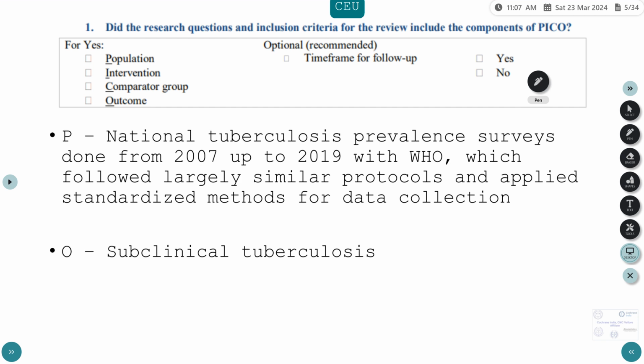So this is not an RCT, so there is no intervention or a comparison group, but the population that they have included is the National Tuberculosis Prevalence Surveys. So the various surveys which have been done from 2007 to 2019 in collaboration with WHO, which have followed a fairly similar protocol and applied standardized methods for data collection. The outcome that they have assessed is subclinical tuberculosis.